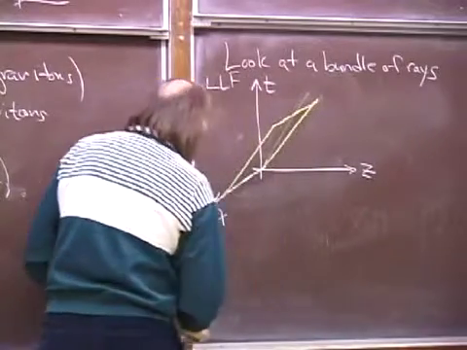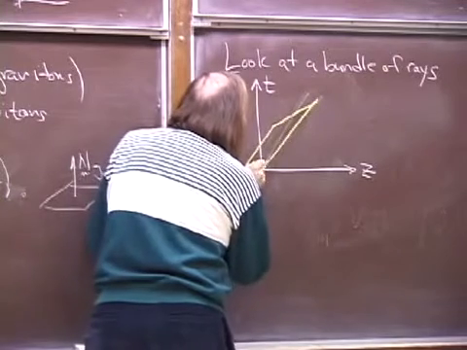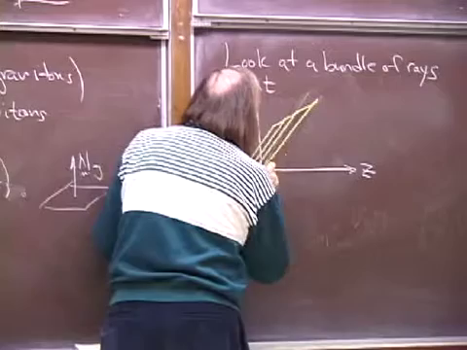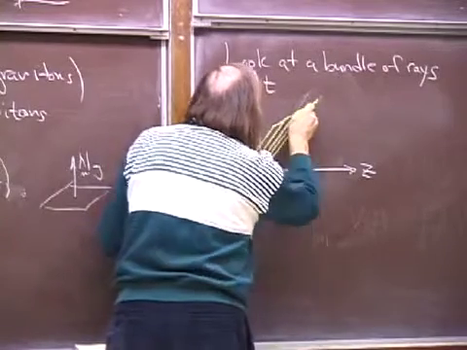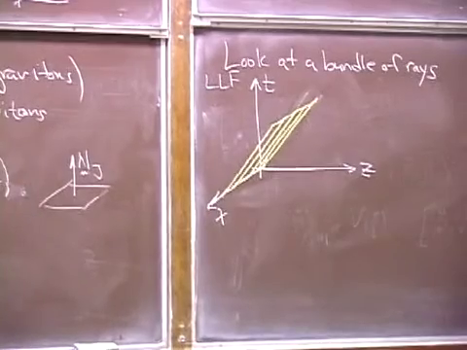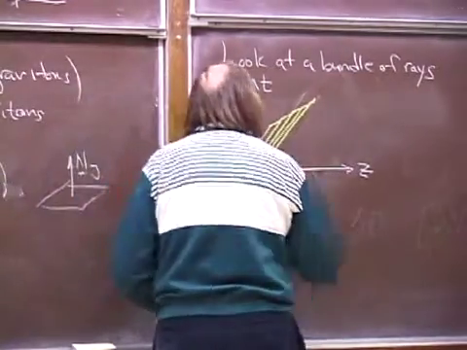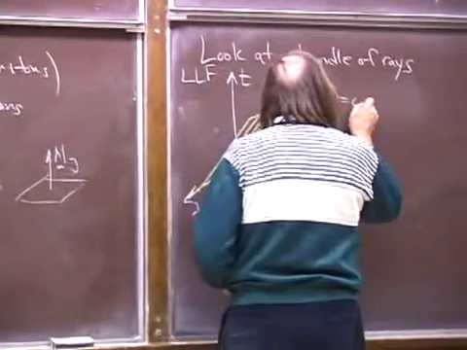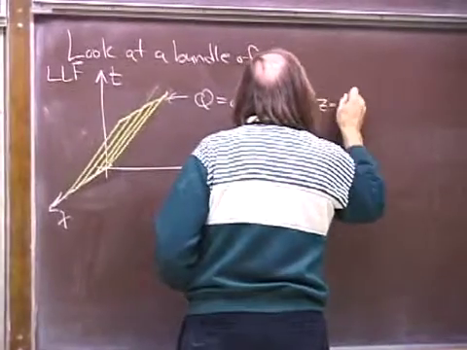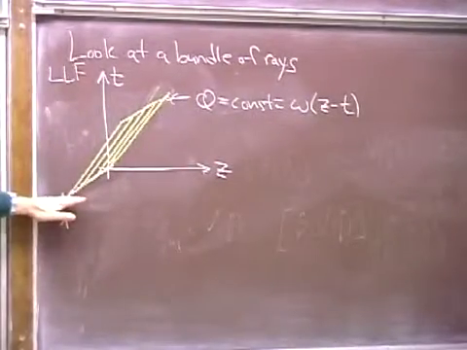And the individual rays in here, here's one of the rays. It's just moving along at the speed of light. Here's another ray. So there are a set of rays that are the world lines of the gravitons that I was talking about. They all lie in the same surface of constant phase, phi equal constant, equal omega times z minus t. So that's the same thing as z minus t equal constant, which is the surface I've drawn.